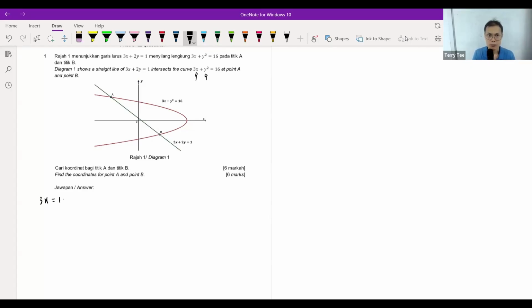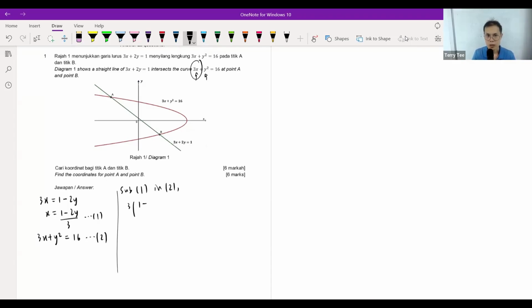3x equals 1 minus 2y. Now, in fact, you can actually substitute 3x directly inside because this by itself is 3x, okay? But anyway, I'll just make x the subject. So you have 1 minus 2y divided by 3. Call this equation number 1. And we take 3x plus y squared equals 16. Call this equation number 2. So we're going to substitute equation 1 inside equation 2.